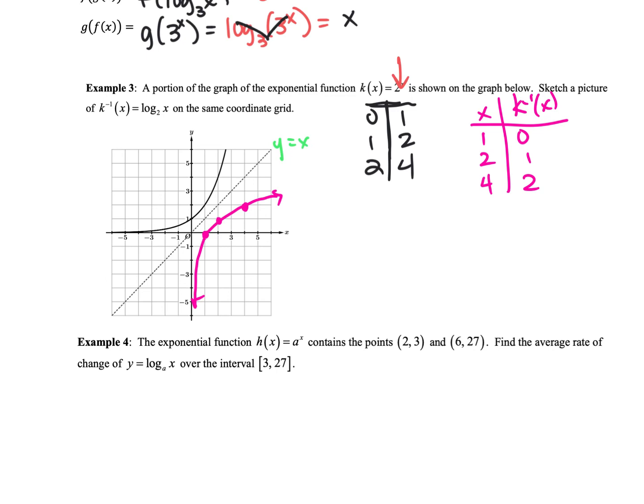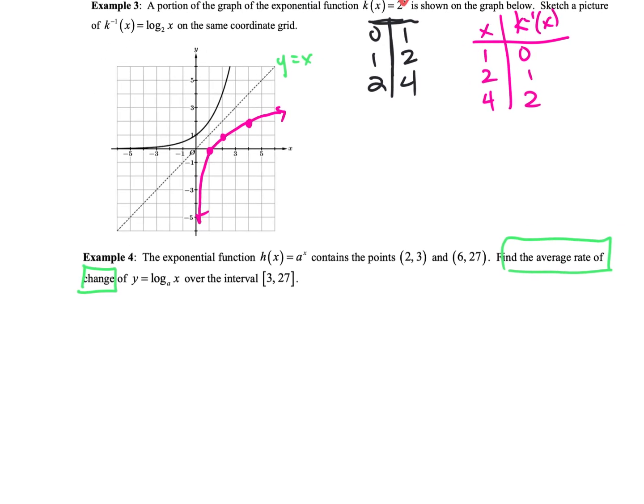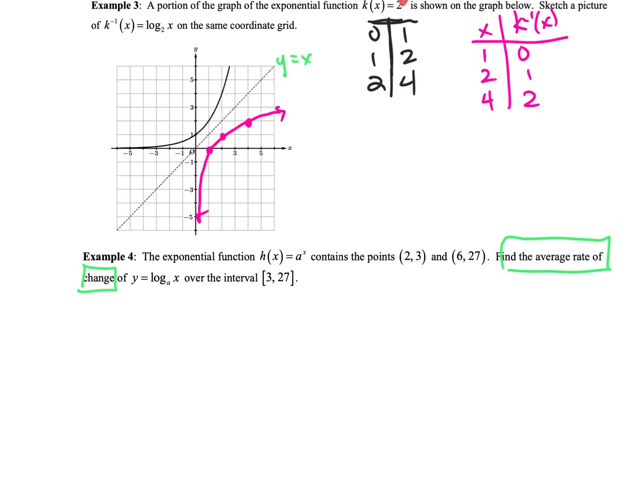All right, and then the last one, kind of talking about the whole properties of inverses and how all that works. This is an interesting question. Notice again, it comes up and it's asking me for an average rate of change. Guys, that's going to be something we see from now until the end of the course, all right? For every type of function we encounter, they're going to ask us to address an average rate of change, okay? Now, let's take a look at what we have. It tells me that the exponential function h of x contains the points 2, 3, and 6, 27. Okay, so that's my exponential function.